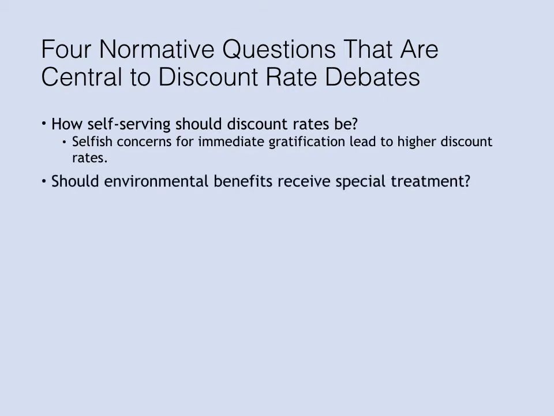Number 2, should environmental benefits receive special treatment? So the cost of environmental regulation comes sooner rather than the benefits, meaning that the application of a single discount rate to costs and benefits diminishes the present value of the benefits more than the costs. That is most certainly true. The rail is a very, very good example of that here in Hawaii. The costs are definitely now, while the benefits have absolutely a stream into the future.